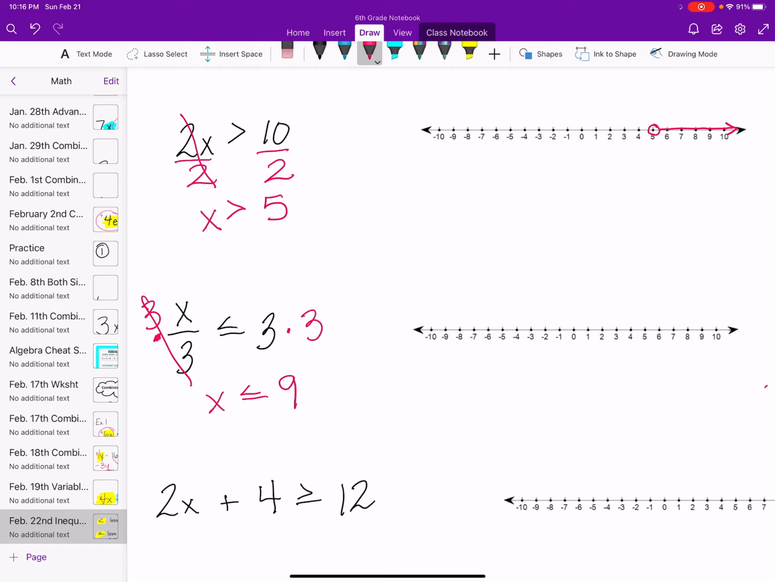Okay, I have a less than or equal to sign, meaning that my number can be less than 9, but it can also be 9. So I'm going to put a closed circle on my positive 9, and it can be 9 and any number less than it. So I'm going to draw an arrow to where my numbers are less than 9, and that is to the left.